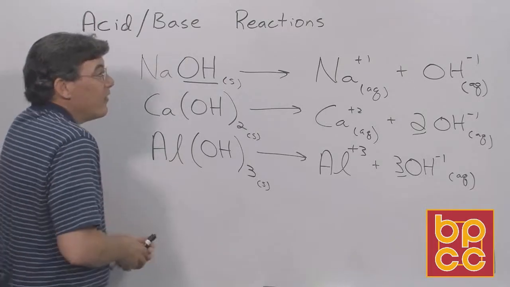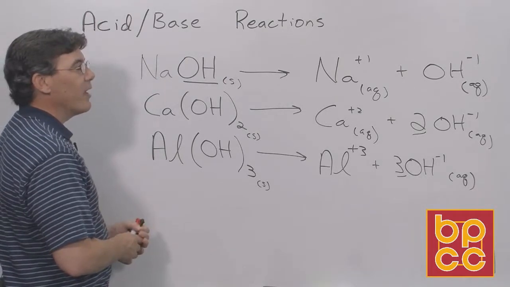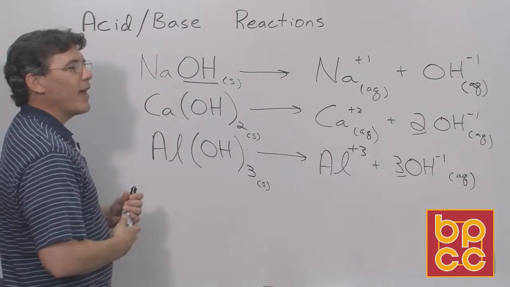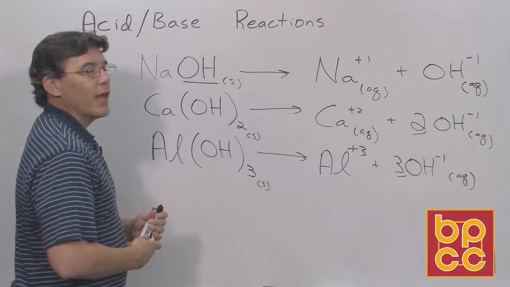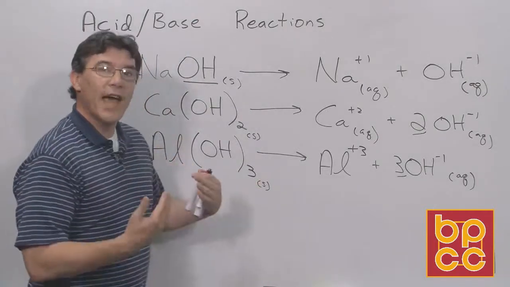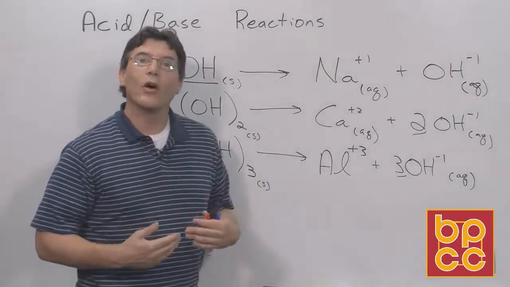Okay, and that's the easiest way really to identify acids and bases. Acids begin with the H+ ion, bases end with the OH ion. In the next video, I'll show you what happens when these acids and bases react together in a reaction we call a neutralization.